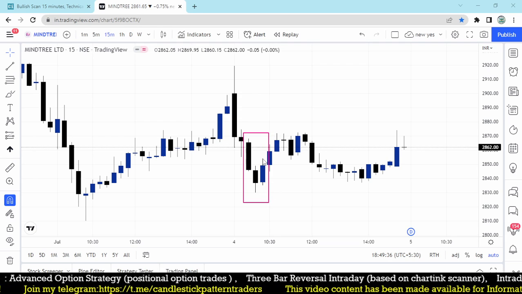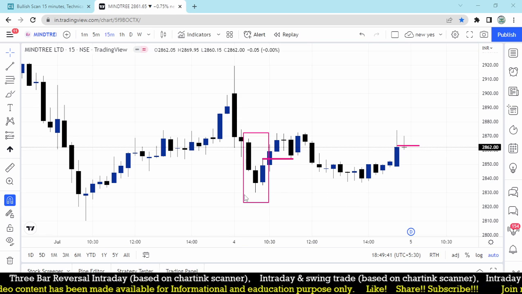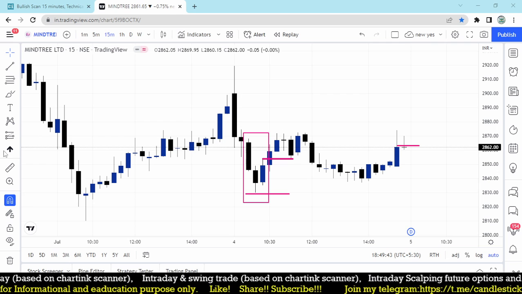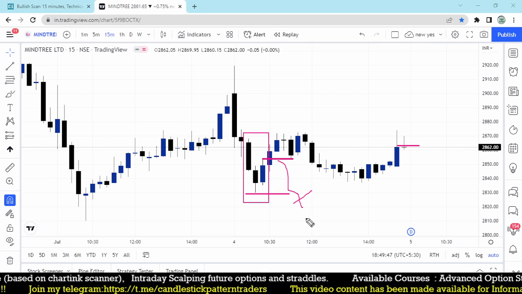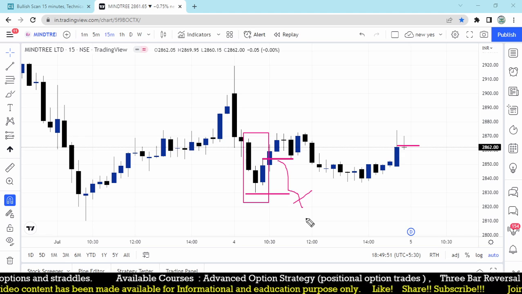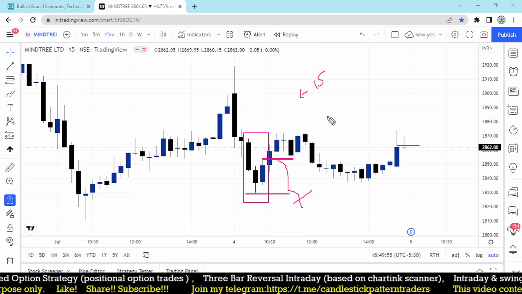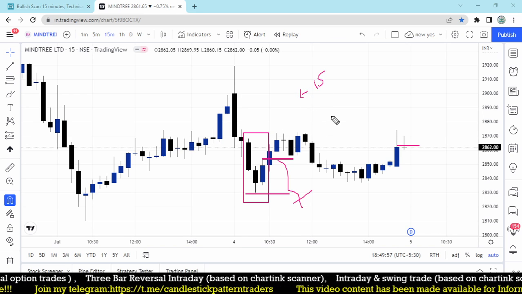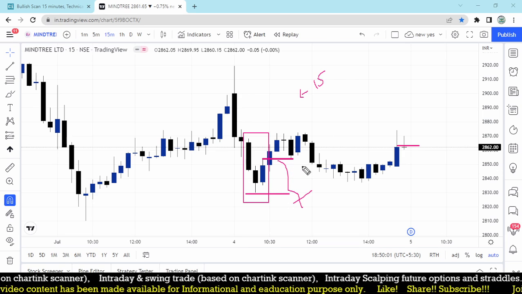At this time it broke your entry point and closed positive, but it never triggered your stop loss. If at any point your stop loss is triggered, the stock will be removed. Someone who is very aggressive, using the 15 minute time frame, looks at when the candle started, whether at 9:15, 9:30 or 9:45.